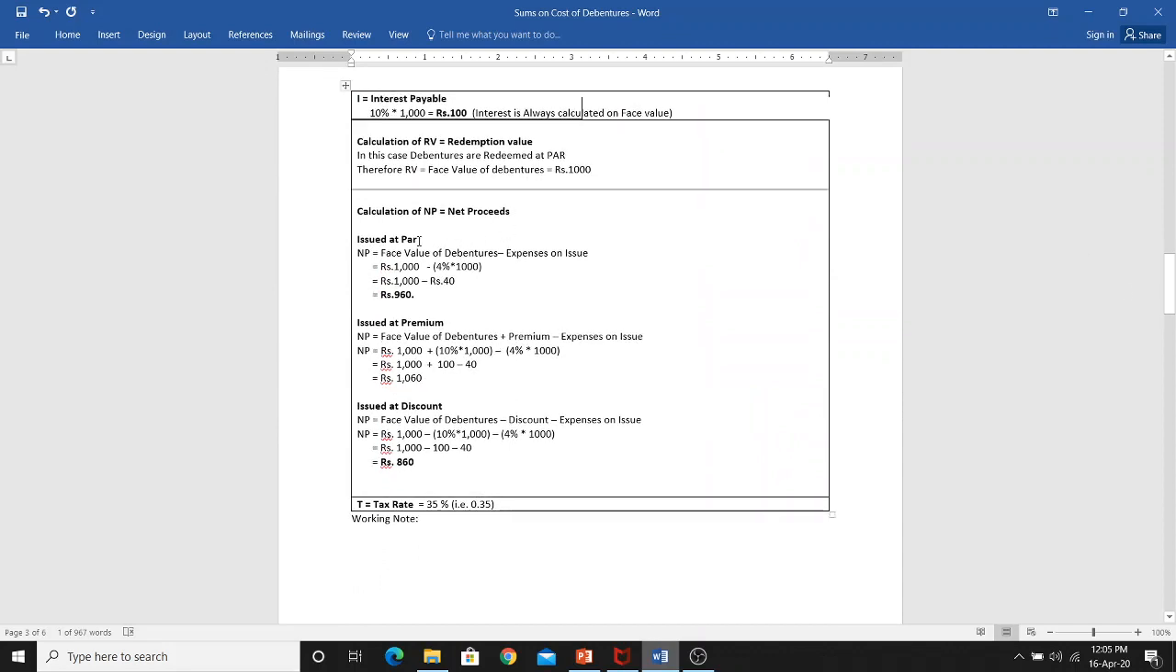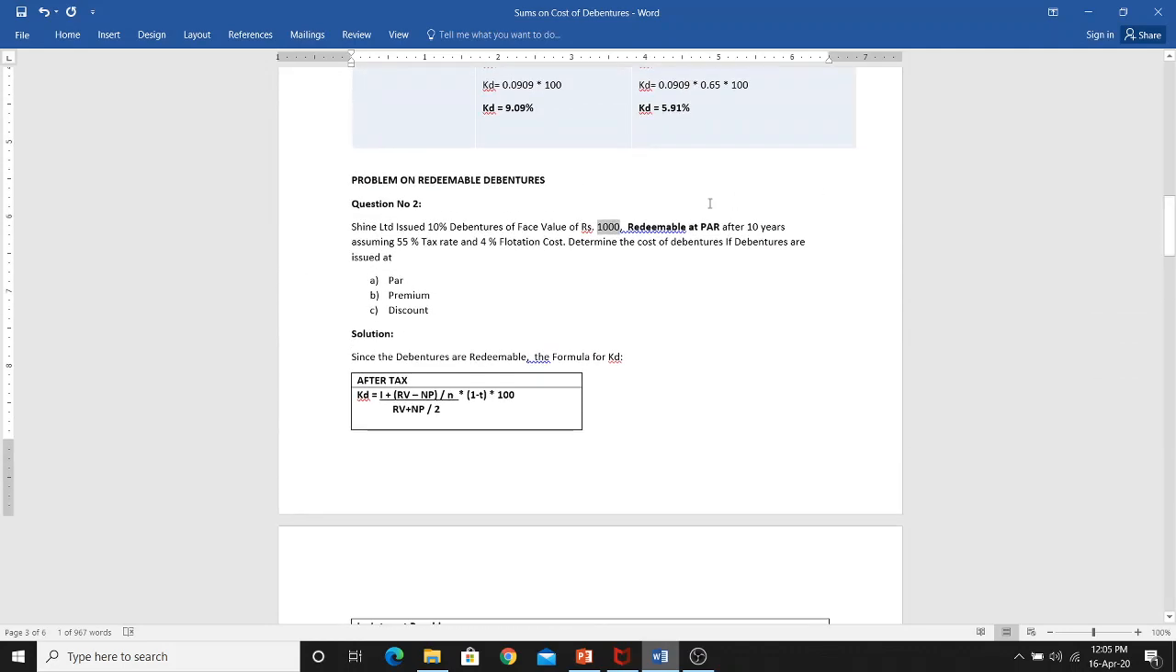Next, net proceeds will change. Net proceeds in case it is issued at par, what is it? Face value of debentures minus expenses on issue. So 1000 minus 4%, flotation cost, expenses on issue, and I already told you that this 4% is always going to be calculated on the face value, that is nothing but 1000.